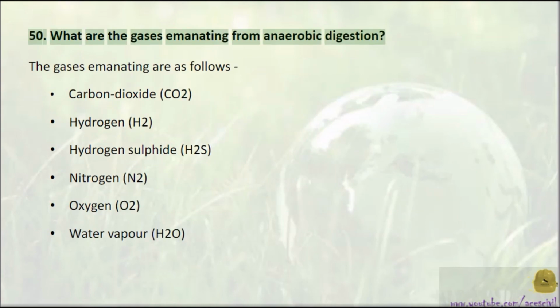What are the gases emanating from anaerobic digestion? The gases emanating are as follows: carbon dioxide, CO2. Hydrogen, H2. Hydrogen sulfide, H2S. Nitrogen, N2. Oxygen, O2. Water vapor, H2O.